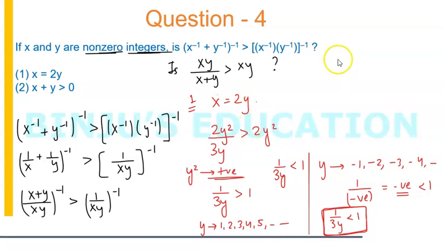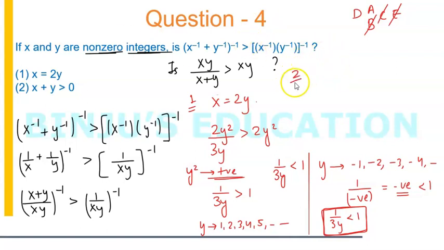So do we have a conclusive result? Yes, we do have a conclusive result. We have D, A, B, C, E. B goes out, C goes out, E goes out. Which means if the second statement individually is also sufficient, we'll go with D. Otherwise, we'll simply go with A. That's it. Okay. Now let's see the second statement.